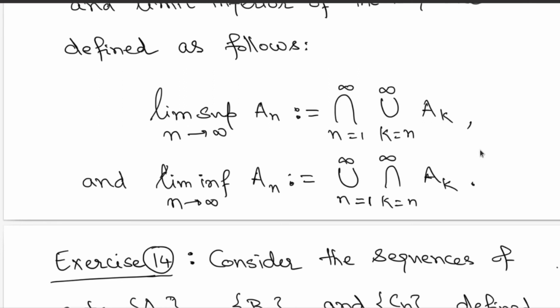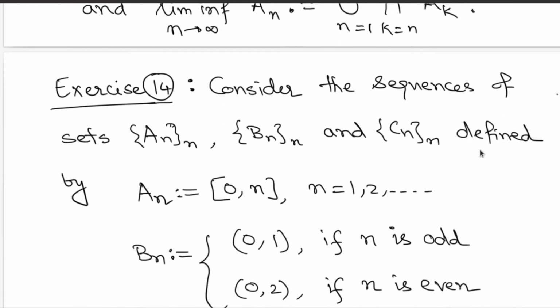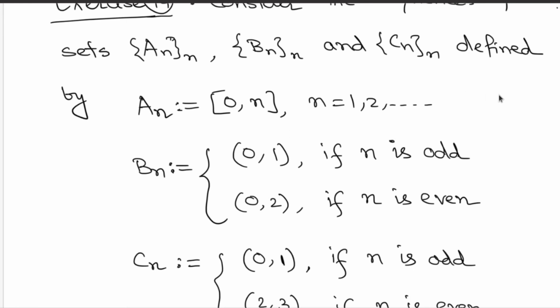Now you shall ask, what happens as examples? Just for your hands-on practice, I have left you some exercises. Consider these three types of sequences, A_n, B_n and C_n. A_n is the set [0, n], closed. As you can immediately see, these sets A_n increase. What about B_n? They have some kind of an oscillating feature.